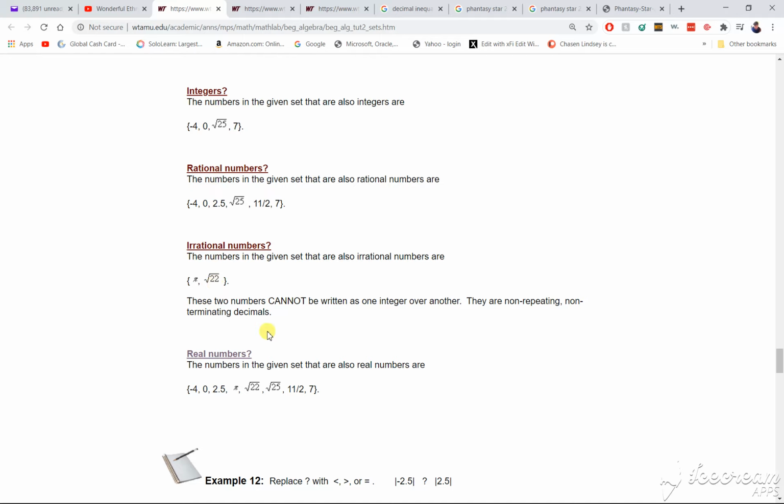Multiplied by itself. These two numbers cannot be written as one integer over another. You can't put it over another. They are non-repeating, non-terminating decimals.